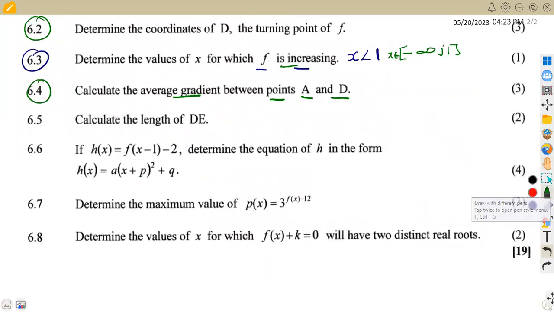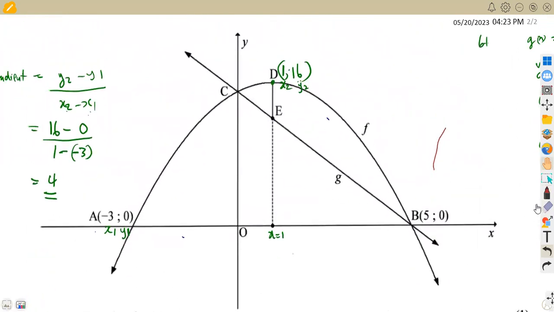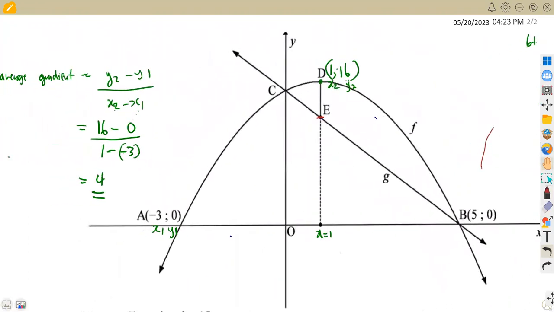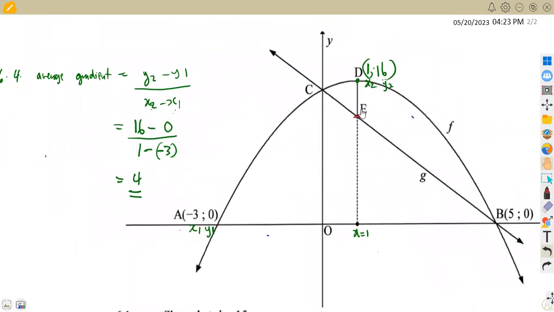All right, then we move on to question 6.5, where we now calculate the length of DE. So that is the length of the line DE, and we've got 2 marks for that. I referred to this in another question paper. Let's check from the diagram first. If you check from D to A, this is a vertical line. Remember, we are told that this is parallel. So if this is a vertical line, it means that for you to obtain the distance, you can simply apply the concept of the y values here.